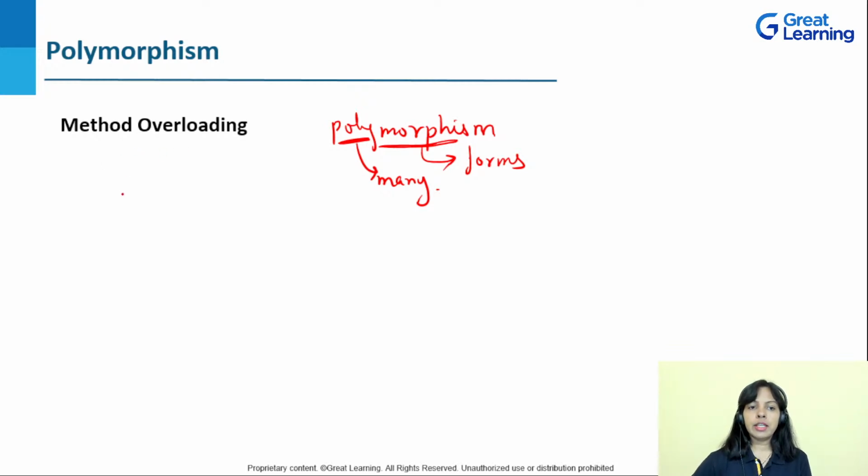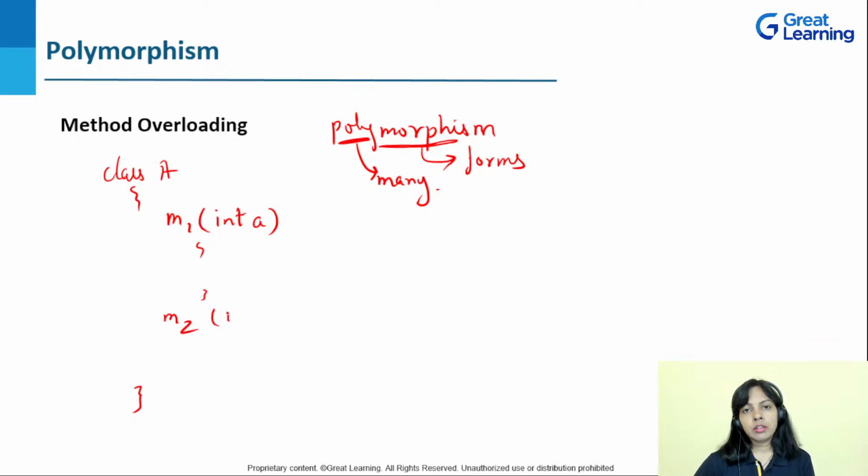So method overloading, when I say it, is inside the same class. It can be a different class also, but right now I'm talking about the same class. So inside the same class, suppose I have a method m1 with a parameter of integer type a, and another method m2, which has a parameter of type float a. Each has its implementation.